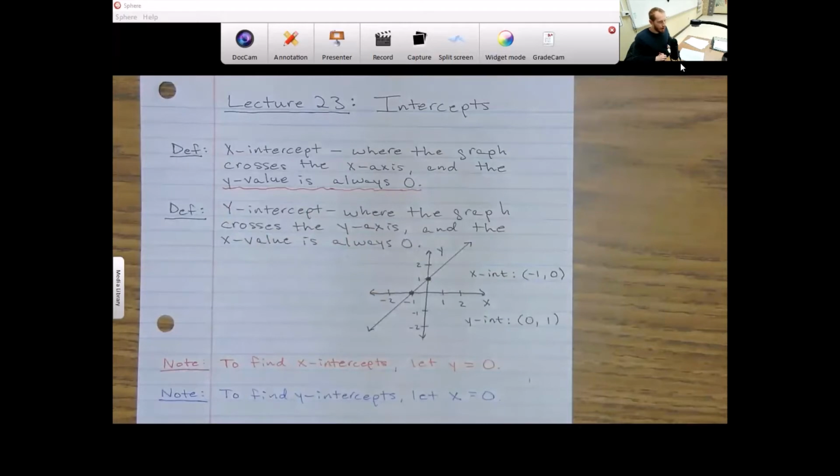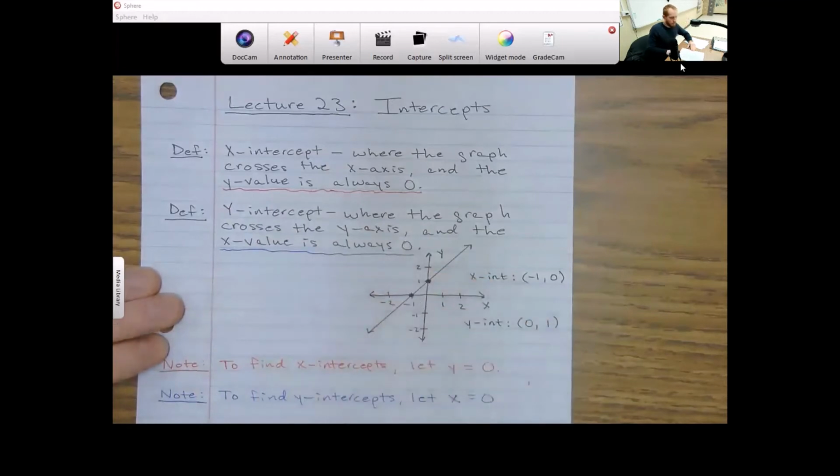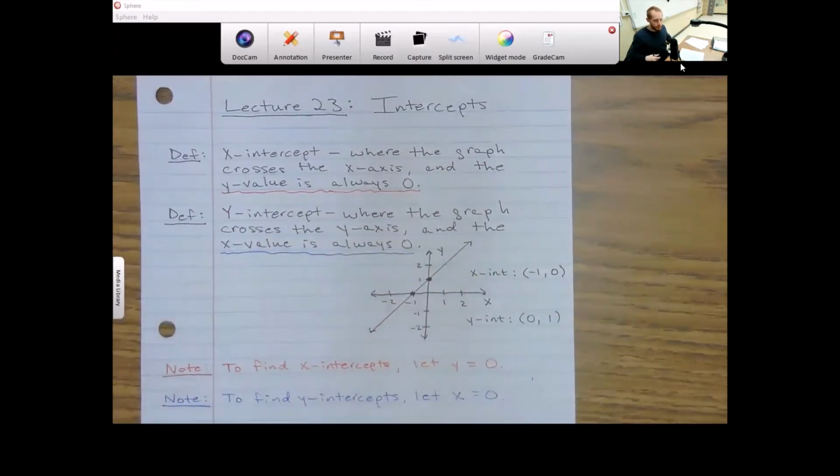Now, if I want to find the y-intercepts, I got to let x be 0. And I'm getting that from this right here. The x value is always 0. Okay? So do you see where I'm getting this information from? You're always trying to take the opposite variable and set it equal to 0. So for the x-intercepts, let y be 0. If you want to find the y-intercepts, you let x be 0. So we're always using that opposite variable to help us. Okay? Now, let me zoom out and let's get to the first example.